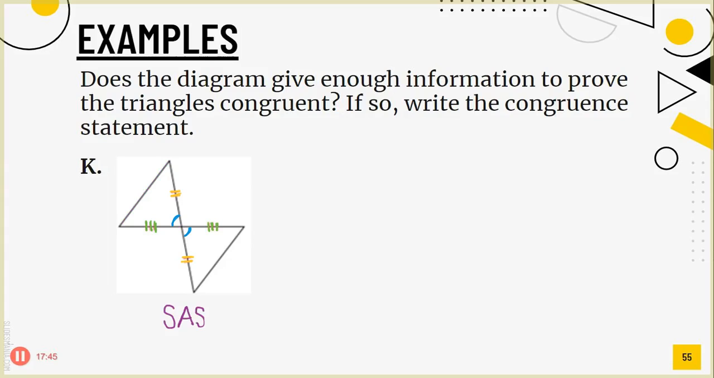So we have 4 unique ways to determine whether two triangles are congruent: side, side, side, side, angle, side, angle, side, angle, and angle, angle, side.